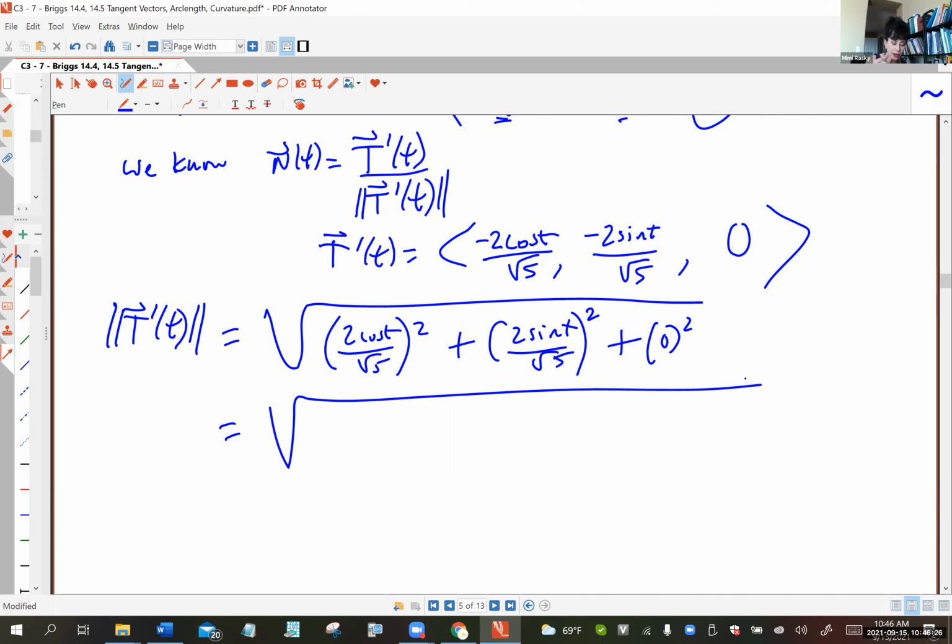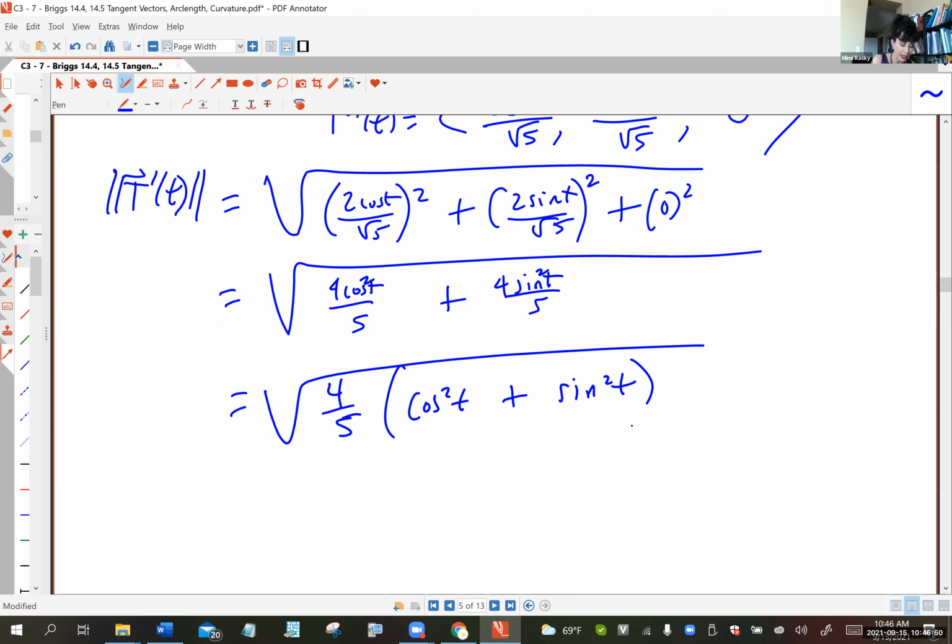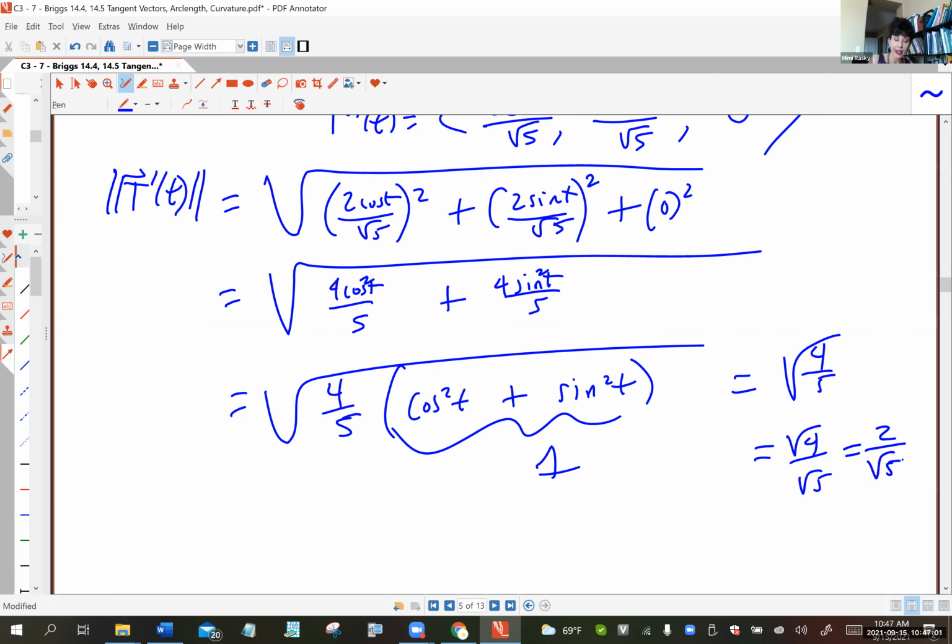But when you square 2 cos over square root of 5, you'll get 4 cos over 5. And then the next term after squaring is 4 sine over 5. And of course, squaring 0 doesn't get us anywhere. But then, this should be squared. My apologies, cos squared and sine squared. And if I factor out a common factor, which sometimes you can do if you're lucky, and we all know cos squared plus sine squared is 1. So this is square root of 4/5, and I can even clean this up a little bit nicer because the square root of 4 happens to be nice. So I get 2 divided by square root of 5.